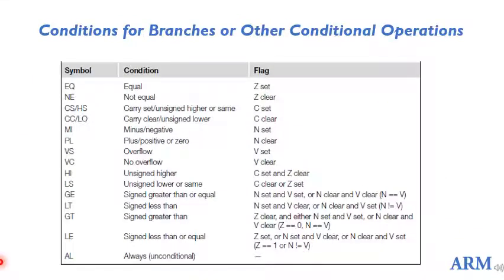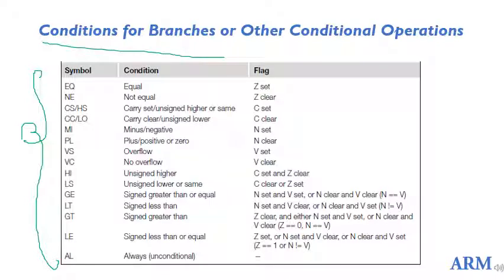So this is the table for the conditions for branches or other conditional operations. This table I have already explained while dealing with the branching instructions. Now again I have reproduced this because these are the conditions for branches. That means they can be combined with the B mnemonic, the branching mnemonic, for obtaining conditional branching instructions, or they can also be combined with other conditional operations.